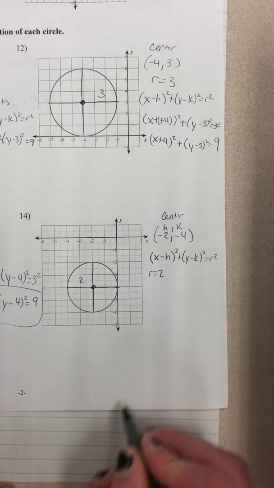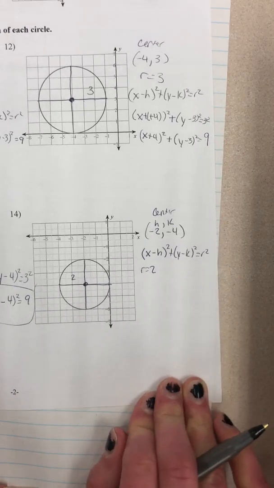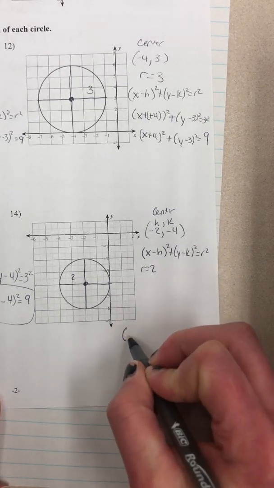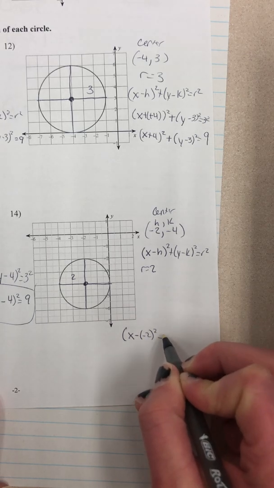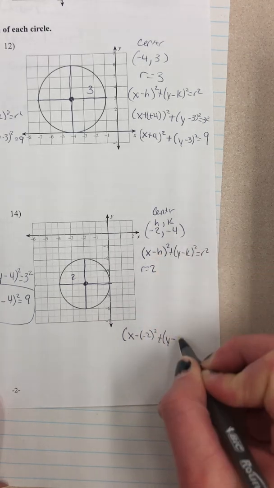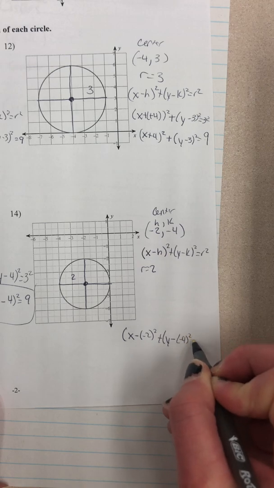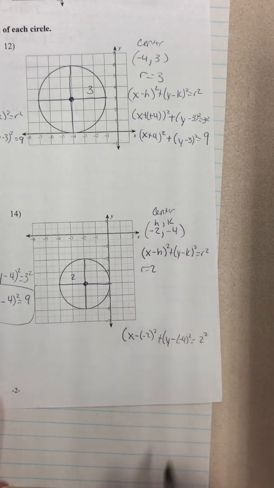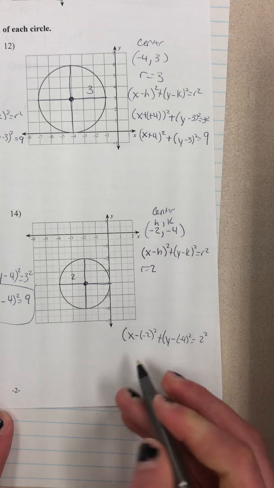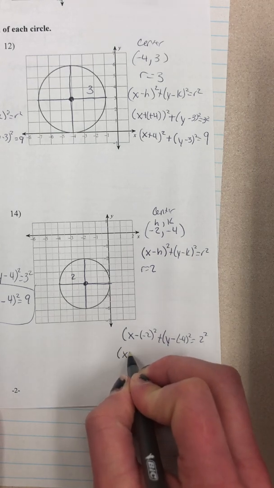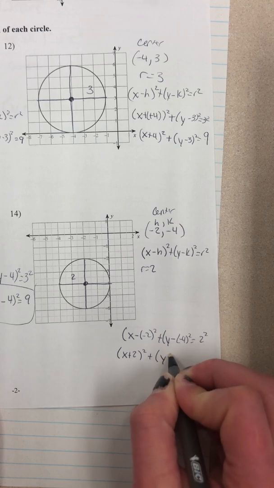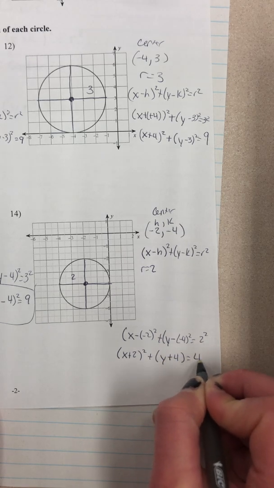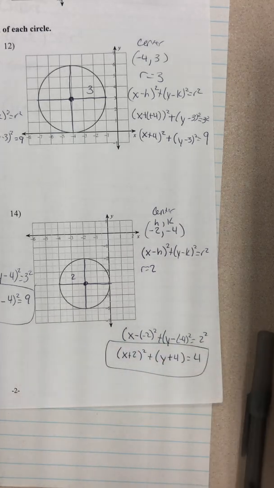We're going to plug this into our formula. That gives me x minus -2 squared plus y minus negative 4 squared equals 2 squared. If we subtract a negative, that's the same thing as adding a positive. And this is our equation.